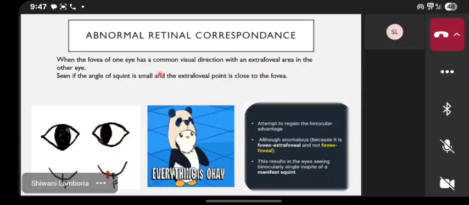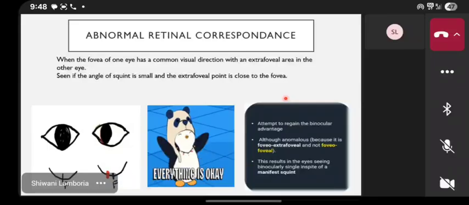So it is an attempt to regain the binocular advantage, and it is anomalous, but it is important because then diplopia is not seen, which results in the eye seeing binocularly single in spite of a manifest squint. So it regains the binocular advantage.